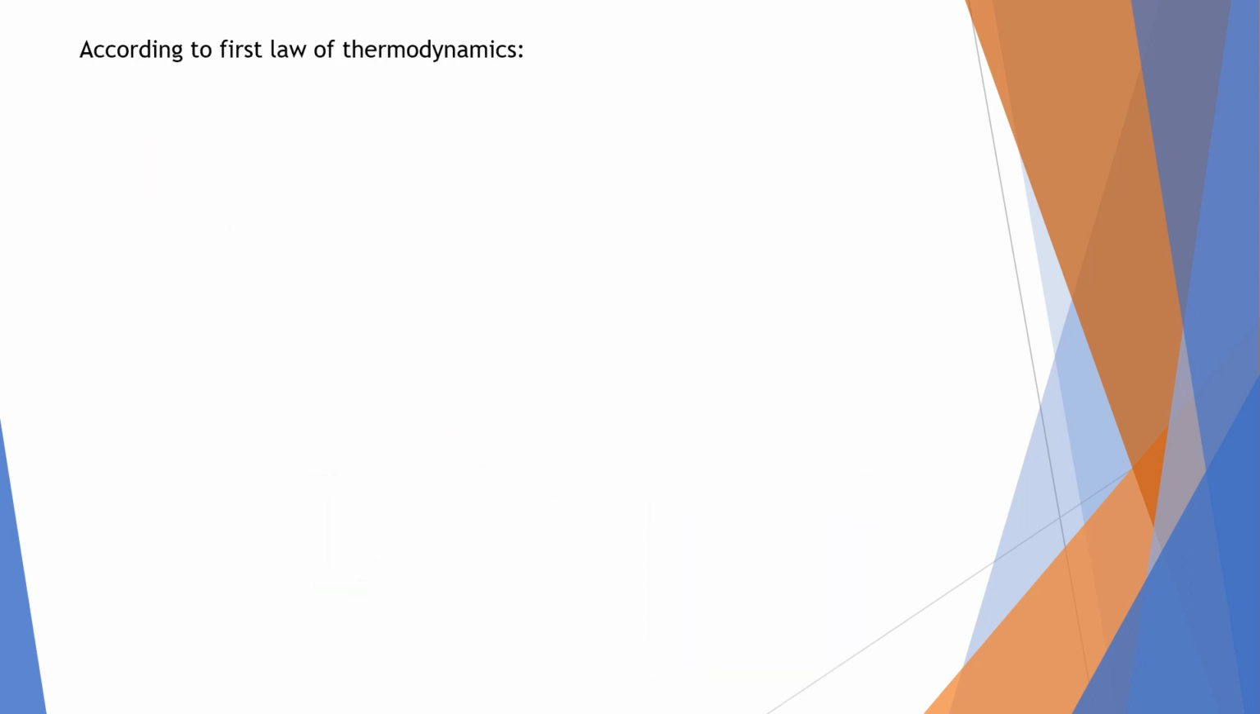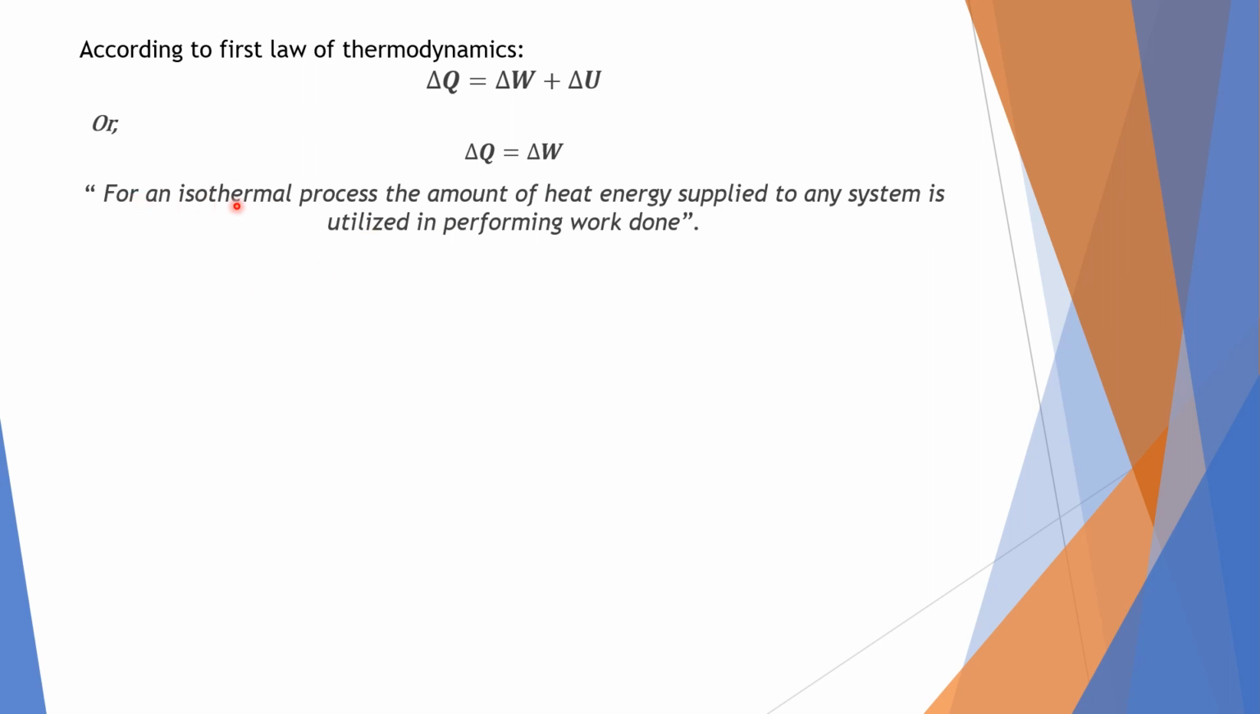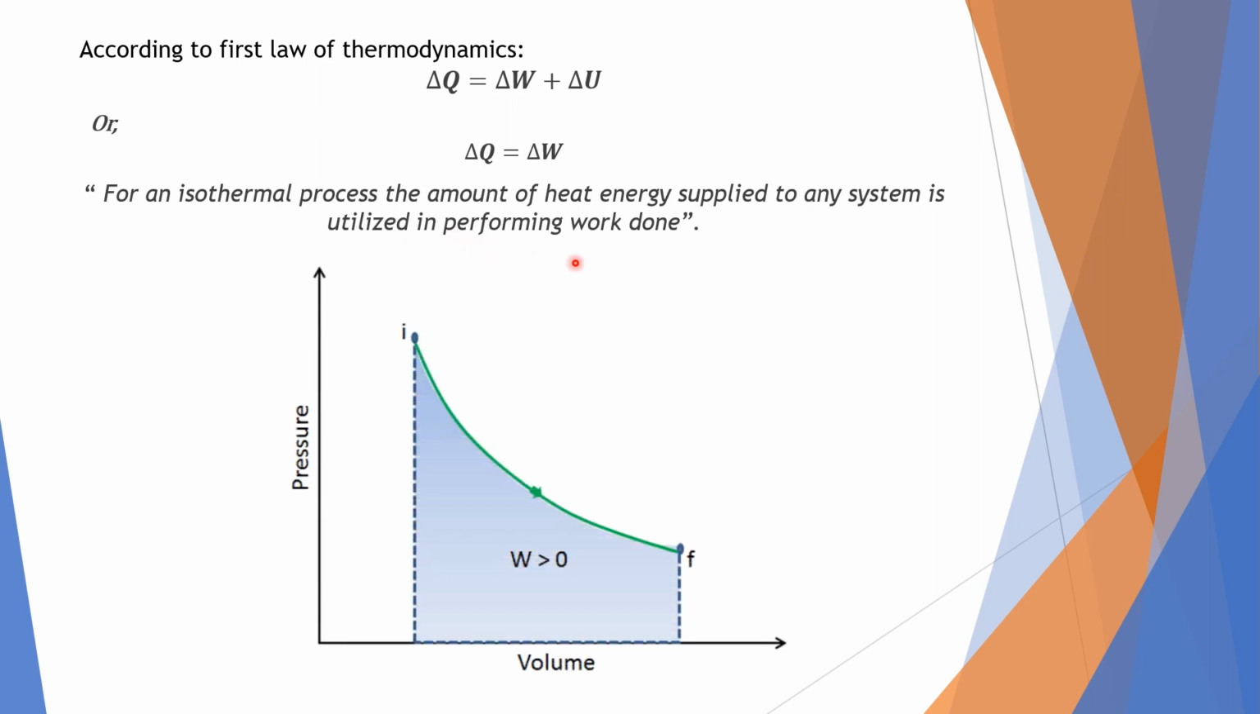According to the first law of thermodynamics, delta Q is equal to delta W plus delta U, and for an isothermal process, delta U is 0, so delta Q is equal to delta W. We can say that for an isothermal process, the amount of heat energy supplied to any system is utilized in performing work. And the graphical representation for an isothermal process is a hyperbolic shape. We plot a graph between volume and pressure, we get a hyperbolic curve, and the area under this curve is work done, which is greater than 0.